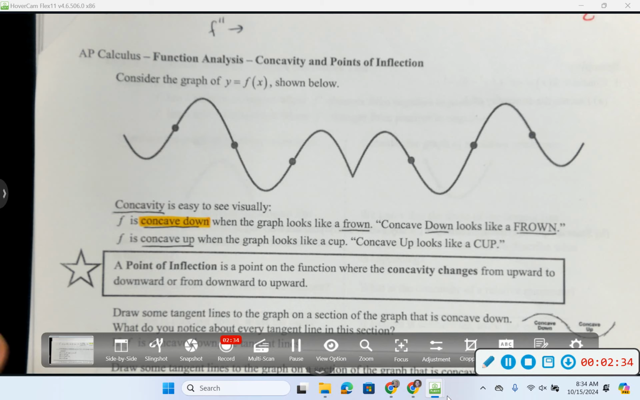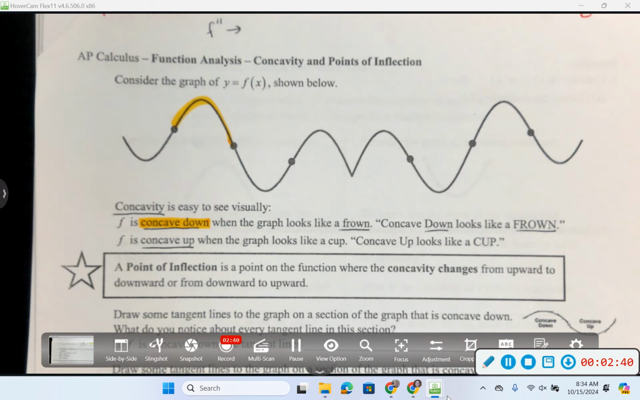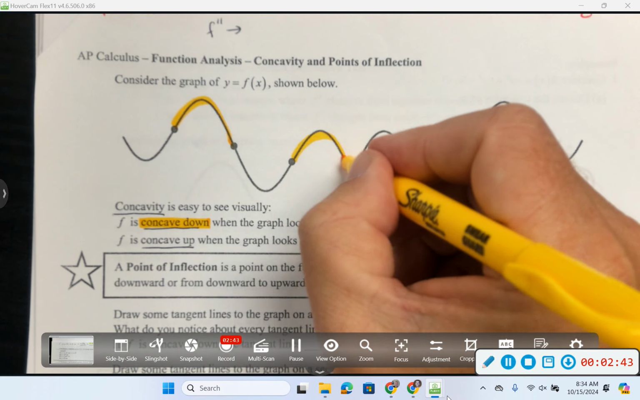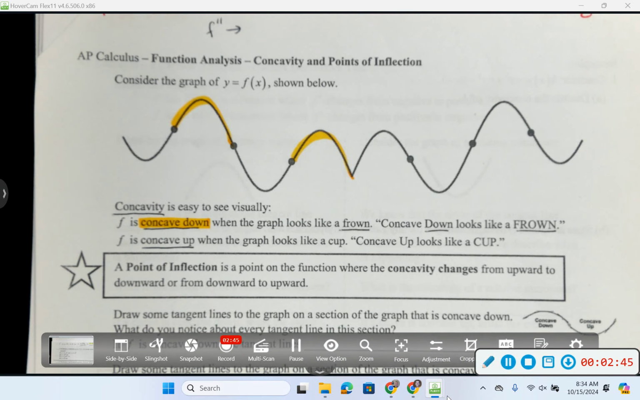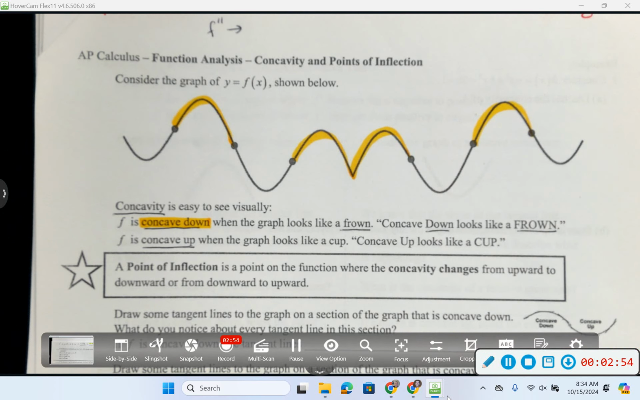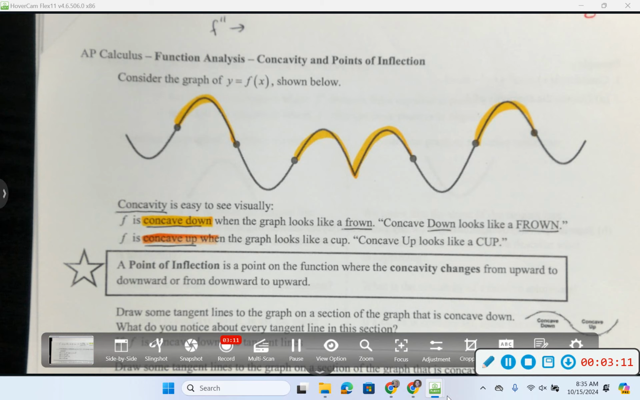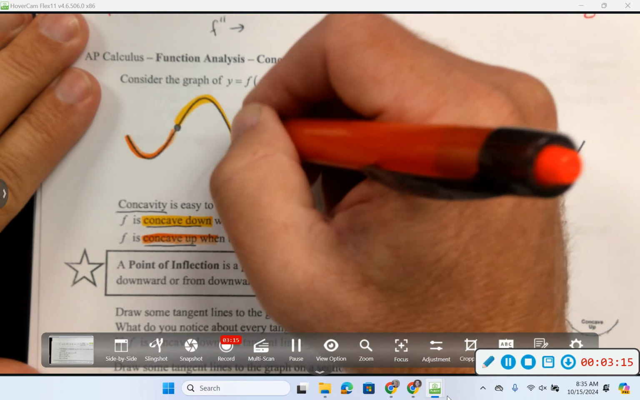Okay, so I said concave down was yellow. It doesn't matter your color. So down like a frown. So that would be concave down. This would be concave down. There's a sharp point there, but that's still down like a frown right here. So there's my concave down spots. And pick a different color for concave up. Up like a cup, could hold water. So all the other spots would be concave up.